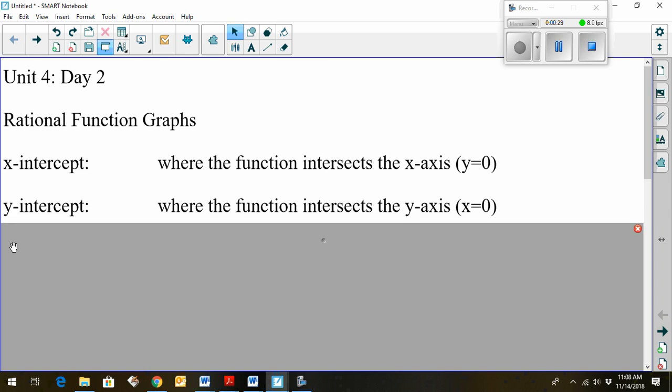The next one is the y-intercept, where the function intersects the y-axis. And on the y-axis, that's when x equals 0. So you should also have this down in your notes. Notice how our x-intercept is when y equals 0, and our y-intercept is when x equals 0.